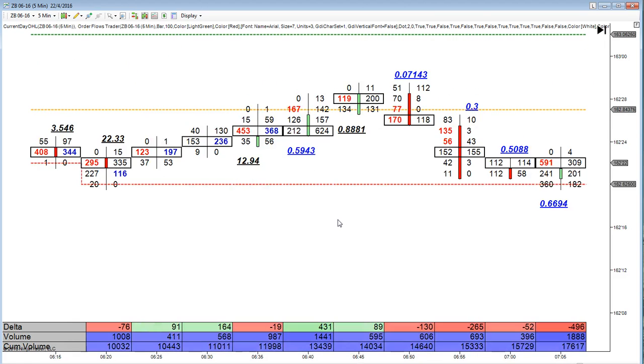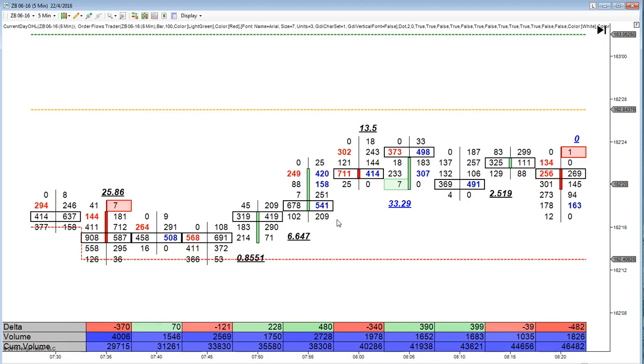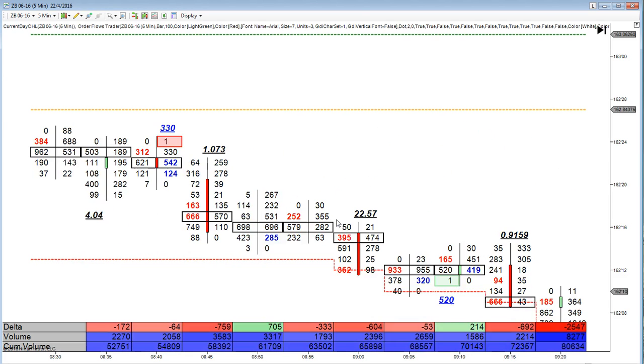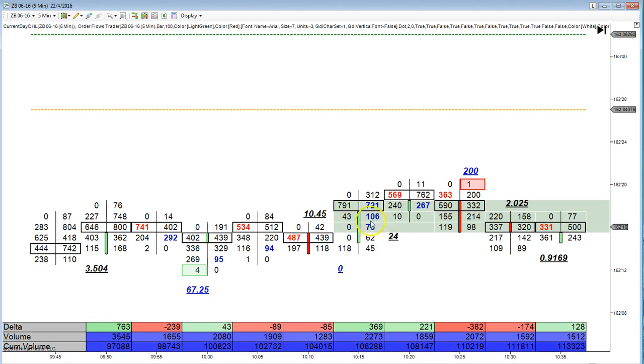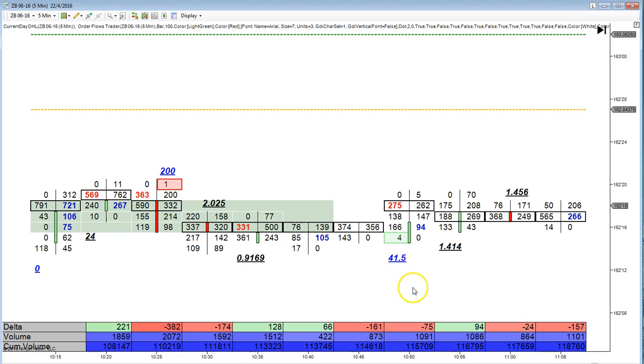Okay, well, I think I've got one more day here for the week. So this is Friday, the 22nd of April, 2016. Okay, you've got a stacked imbalance here. It's holding. It's just going sideways on you. Okay. It's one of those things.